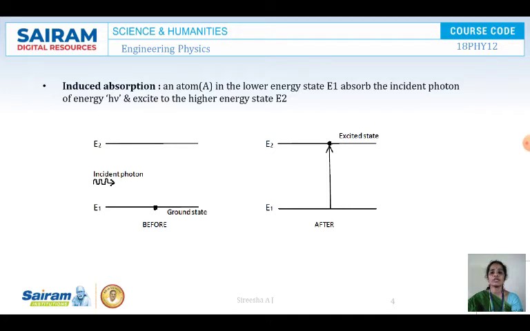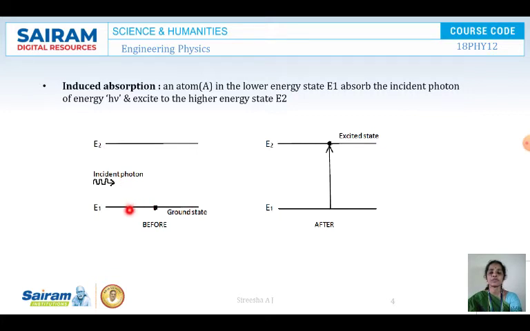Next we see induced absorption. In this session we are going to see what is induced absorption, what is spontaneous emission, and what is stimulated emission. Now for induced absorption, you can see here, E1 is the ground state and E2 is the excited state. E1 is the most stable state, where an atom can sit for an infinite period of time.